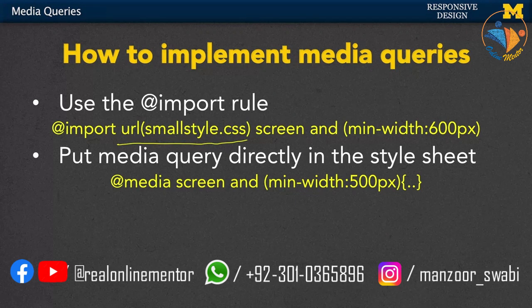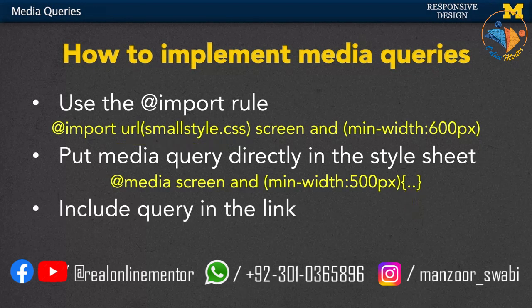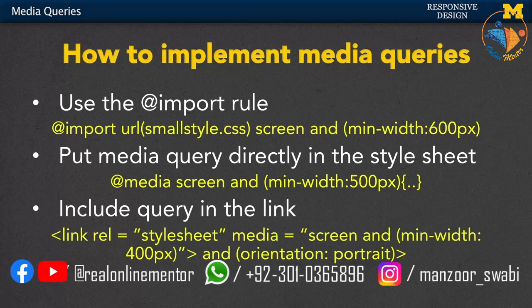The second approach is to put the media query directly in the style sheet itself. So we would have, before any of our rules, the @media screen and min-width 500 pixels. And then inside here, we would put all of our usual CSS rules for the color, the font, the size, different things like that. So it's all contained inside a single file. The third approach is to include the query in the actual link in the header of your HTML.